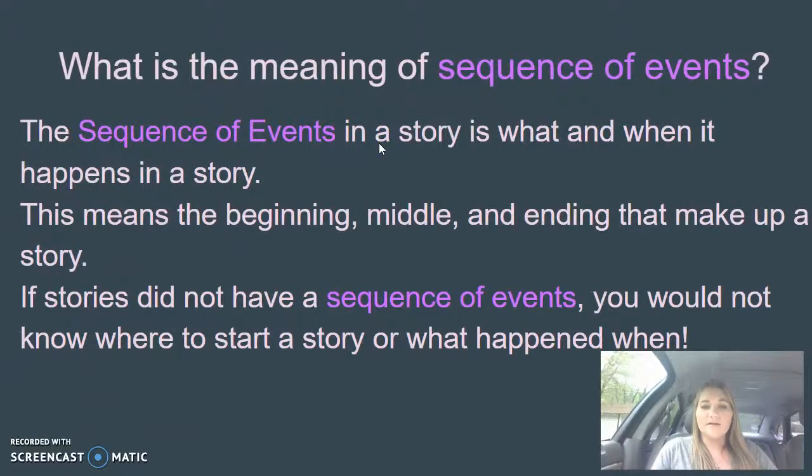So what does it mean for the sequence of events? The sequence of events in a story is what happens and when it happens in a story. This means the beginning, the middle, and the end that make up a story.